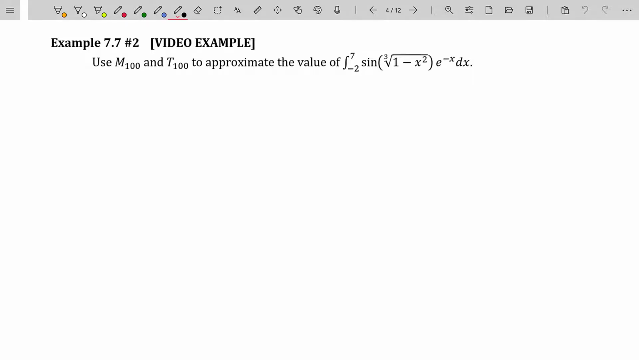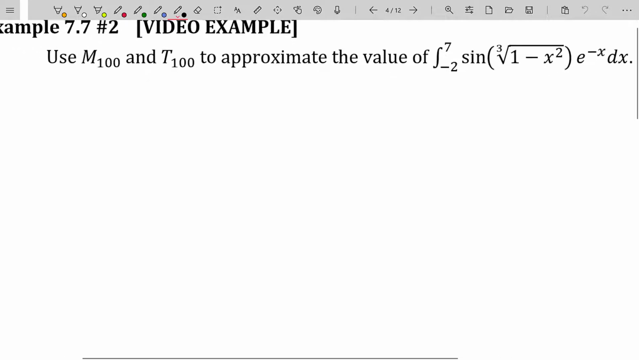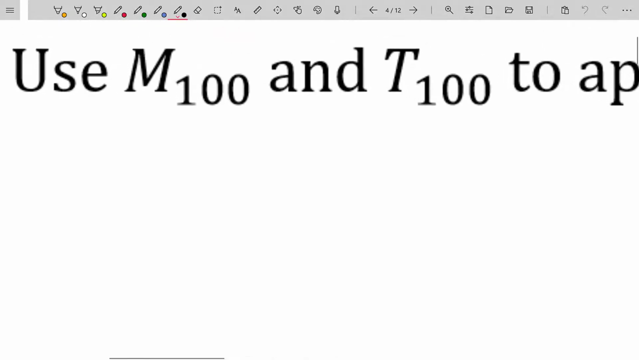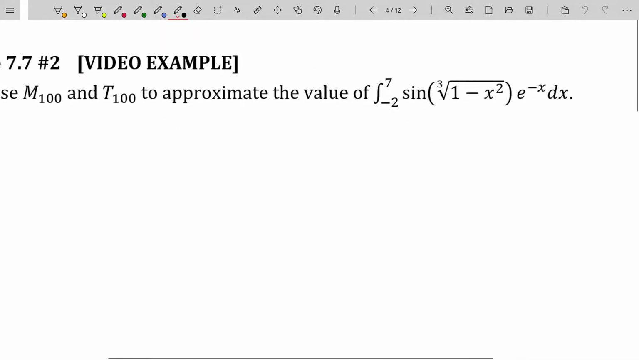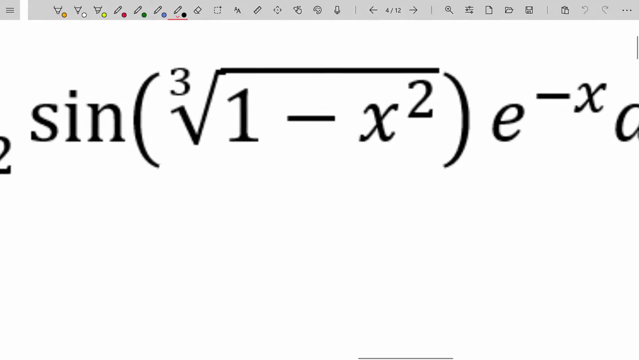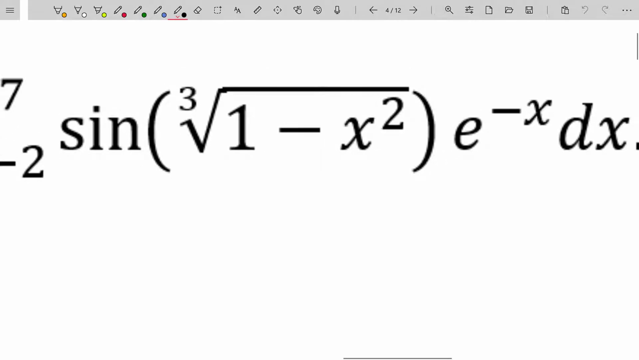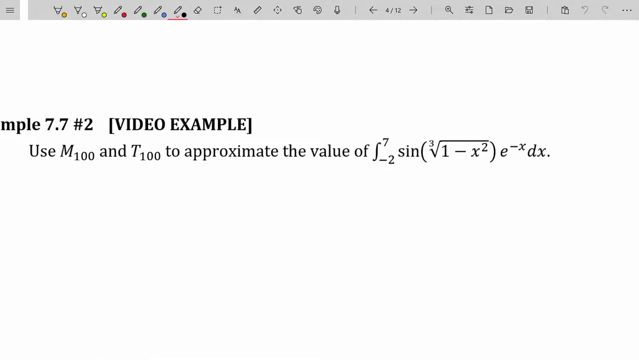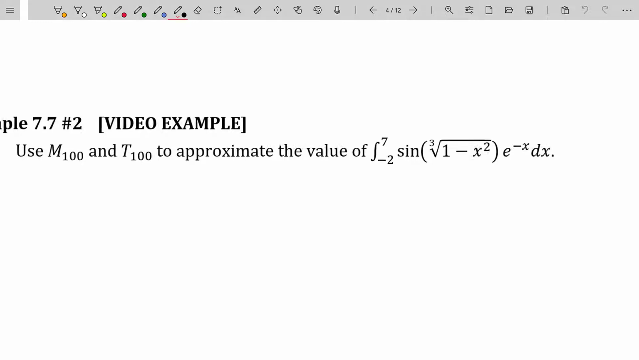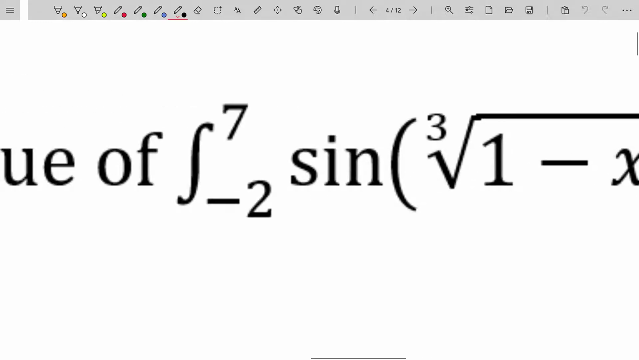This is a pretty easy process if you have a small number of subintervals, but as you can see right here, I'm dealing with a problem that has 100 subintervals. So we have some function. In this case, our function is the sine of the cube root of 1 minus x squared times e to the negative x. And we're dicing that into 100 subintervals and then using the midpoint and trapezoidal methods to go ahead and find or approximate the area underneath the curve from -2 to 7.